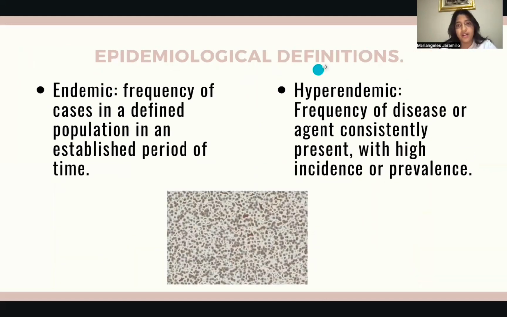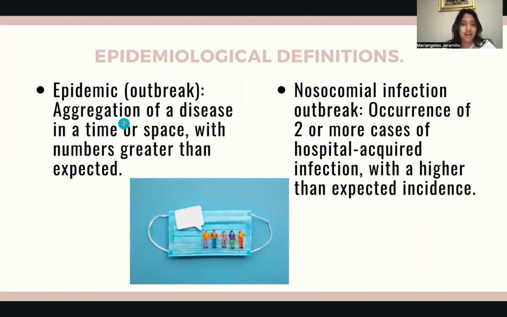Well, then we have some epidemiological definitions. First, we have endemic, which is a frequency of cases in a defined population in an established period of time. Endemic is a frequency of disease and agent constantly present with high incidence or prevalence. Epidemic outbreak is an aggregation of a disease in a time or space with numbers greater than expected. And nosocomial infection outbreak is an occurrence of two or more cases of hospital-acquired infections with a higher than expected incidence.